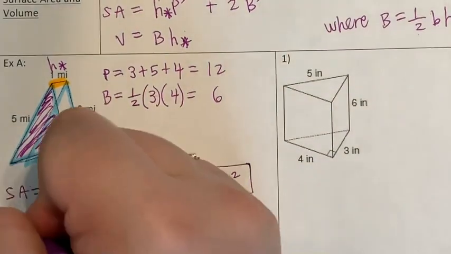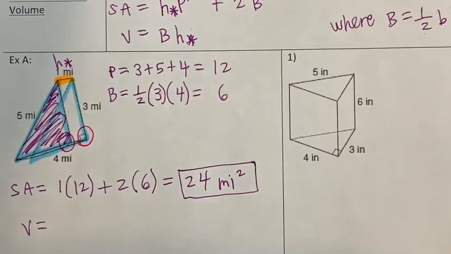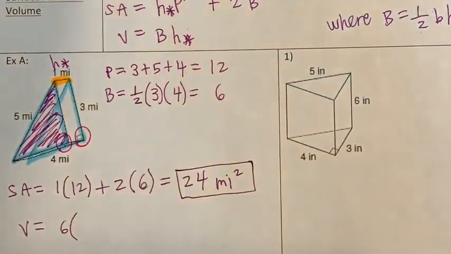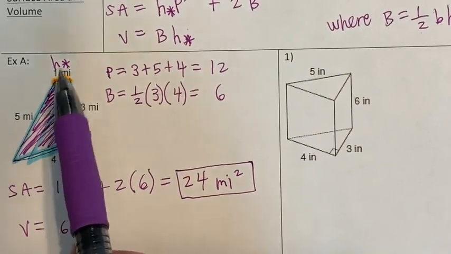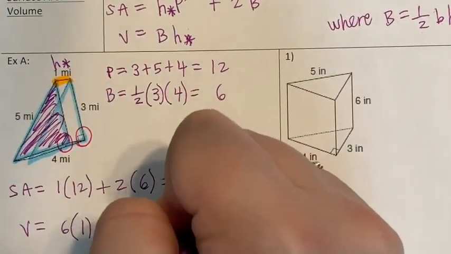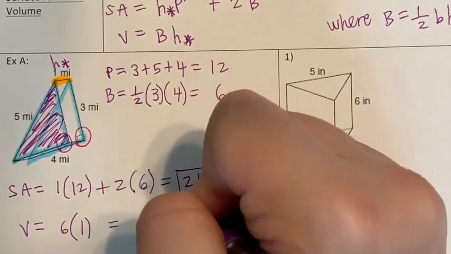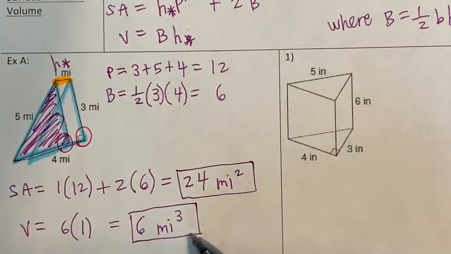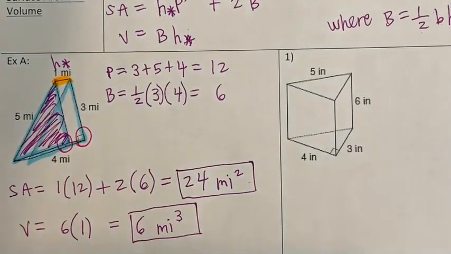Last thing we need to do is find the volume. Volume is the easier formula. It's just base times height. My base, we found to be 6. My height, again, is my H star. How much is this triangle being stacked? It's being stacked for 1 mile. So here I'm just doing 6 times 1. And volume is always units cubed, so I should have cubic miles there. So there would be my surface area and volume answers for this triangular prism.